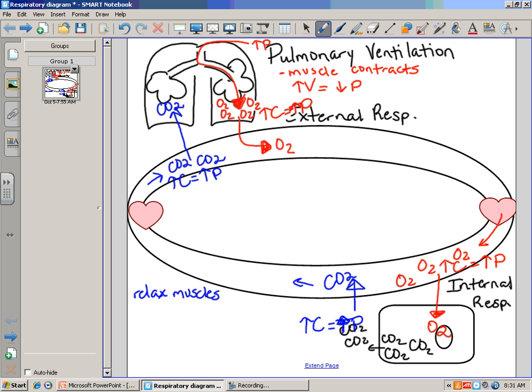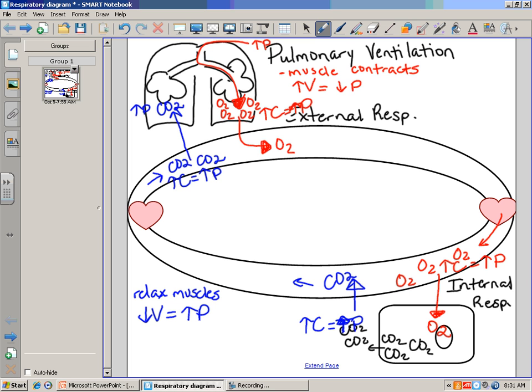Good. You guys are getting it. So we relax the muscles. When we relax the muscles, that does what? Decreases the volume, right? If you decrease the volume of the lungs, what happens to the pressure? You increase pressure. Always opposites. So now I have high pressure in my lungs, right? So high pressure in my lungs.